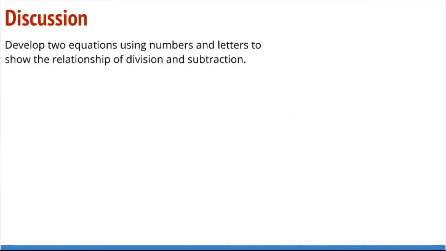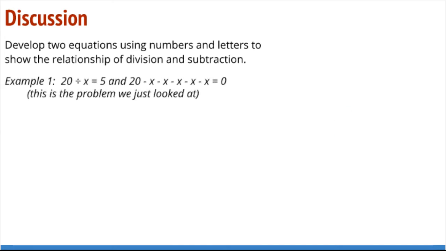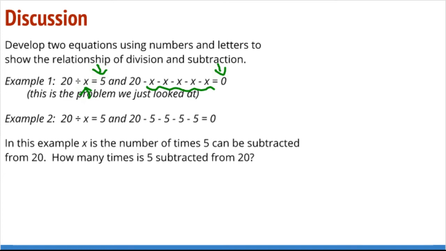All right, so we're going to think here for a minute. What are 2 equations using numbers and letters that we can use to show the relationship of division and subtraction? So we're going to try and look at some general examples here. One way is what we already looked at. 20 divided by x is equal to 5. We're going to take x out 5 times. Subtracting out x, how many times? 5 of them. And this is the problem we just looked at, and we just proved that it gets us to 0. Now here is a different way that we can look at it.